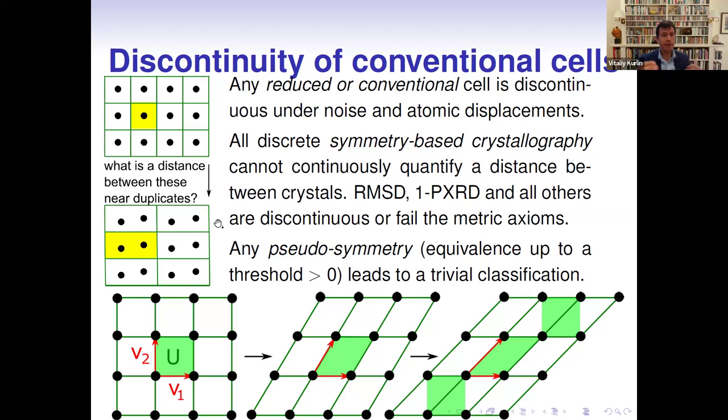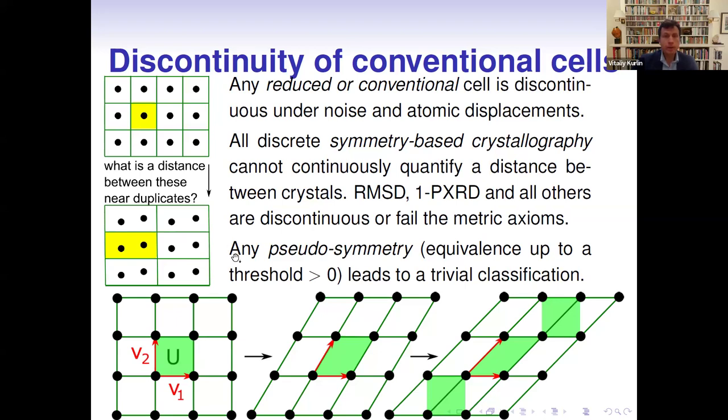And that's why it would be nice to have a better understanding of when, with two nearly identical crystals, which differ only by small atomic displacements, we can recognize when they are near duplicates.